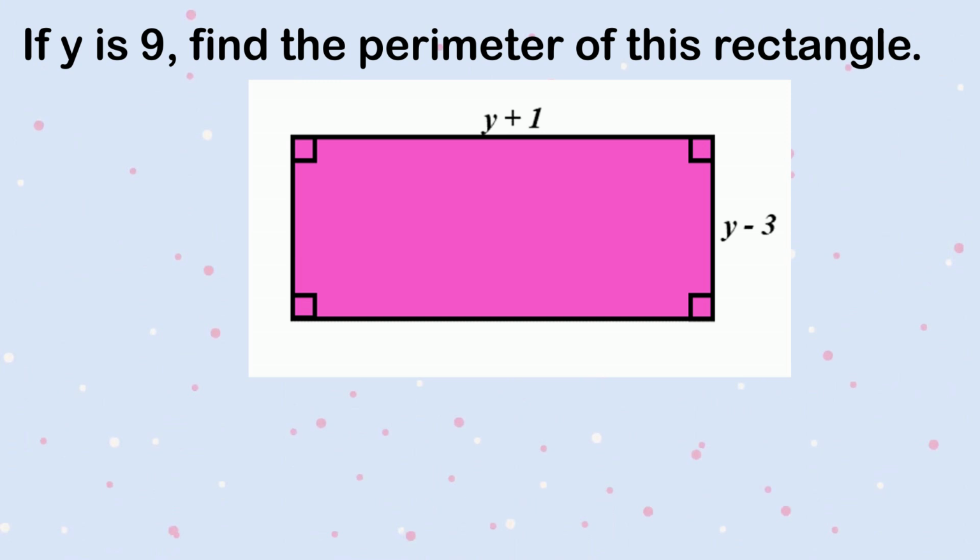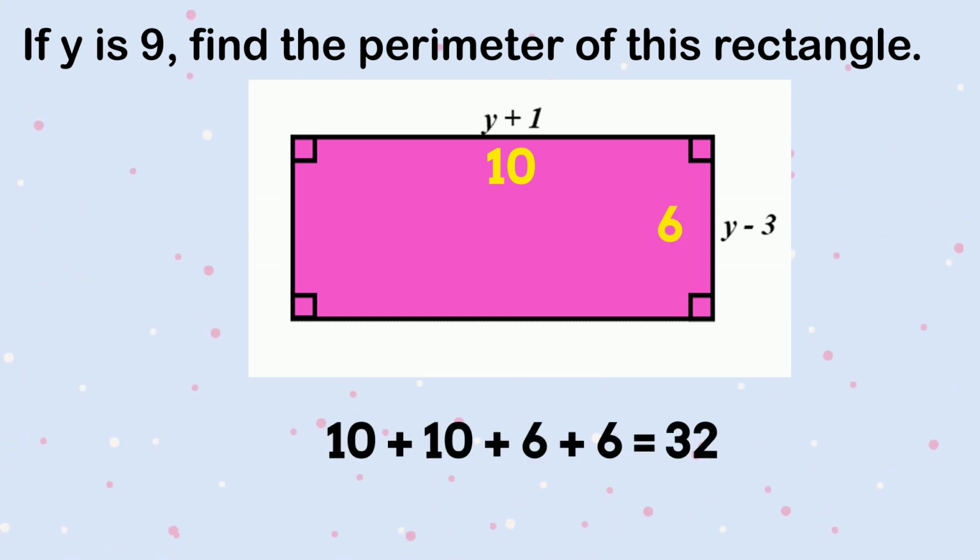all the sides. If y is 9, that means that the length, which is the longer side, is 9 plus 1, that's 10. And the width is 9 minus 3, that is 6. So the perimeter of this rectangle is 10 plus 6 plus 6, or 10 times 2 plus 6 times 2, that is 32 in total.